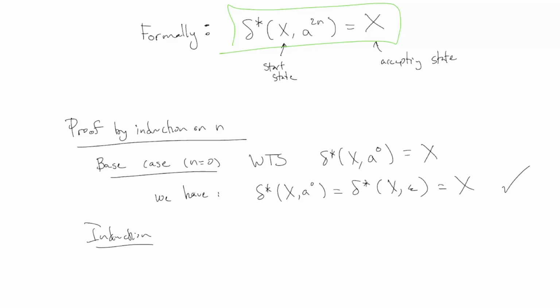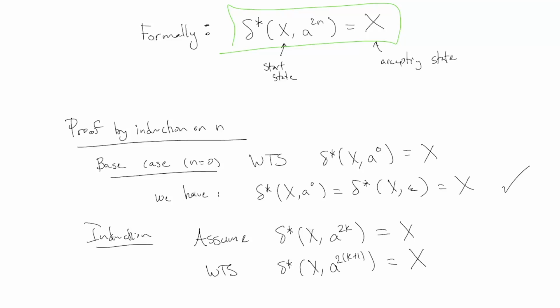Okay, so for the induction, I write down the induction hypothesis first. So I'm going to say assume. I write the thing in the green box, but using a k. Delta star of x a to the 2k equals x. This is my induction hypothesis. And then what I want to show is that same thing but using k plus 1. X a to the 2. Make sure you put these parentheses in the correct spot like I did.